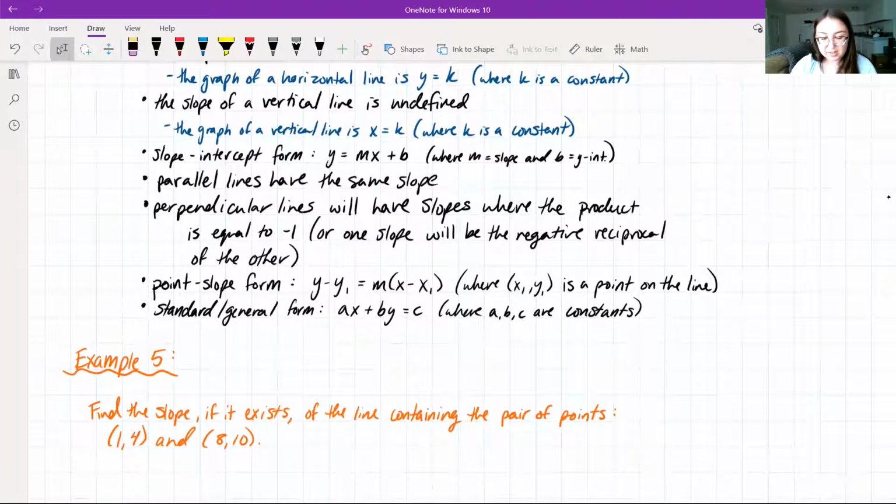Then we have our standard or general form. So you'll see it be written as standard form, and sometimes see it written as general form. They mean the same thing. It just means that your equation will be written in the form of a times x plus b times y is equal to c. We have a, b, and c are all constants. And we saw our standard form in one of our examples that we just had from section 2.1.